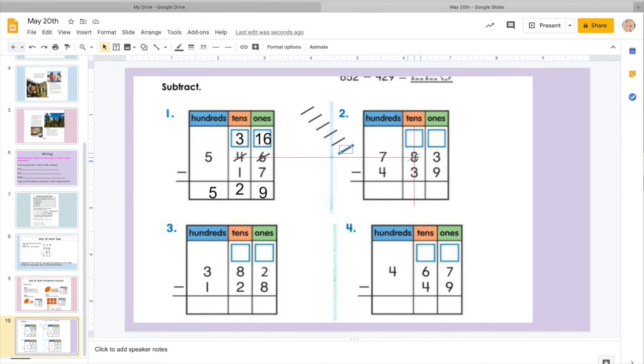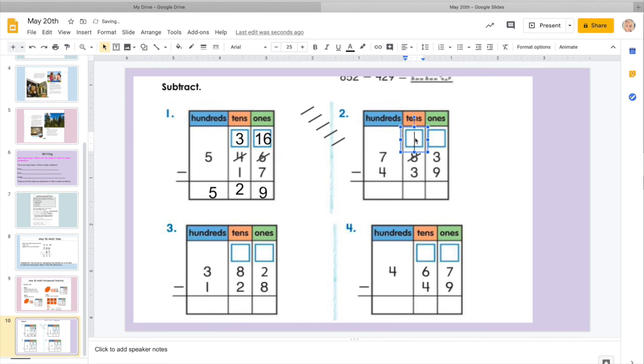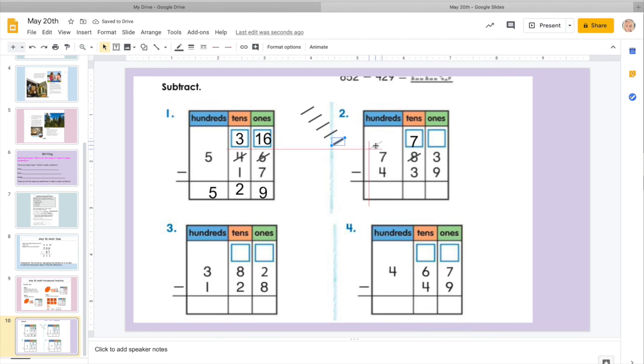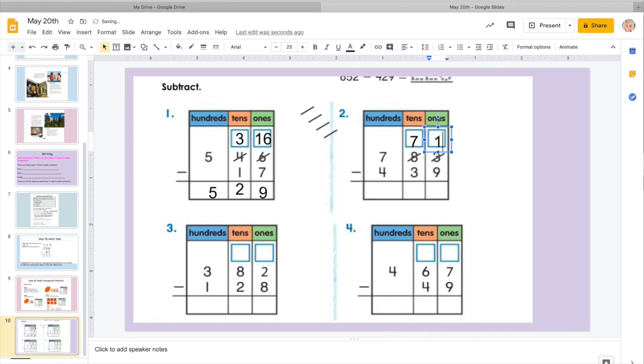We're going to borrow from right next door, where that 8 is going to become a 7 because we're borrowing 1. And then that's going to mean that that 3 is going to become a 13. Because remember, the ten that we borrowed here, we're adding to the ones. So we have 13 minus 9.